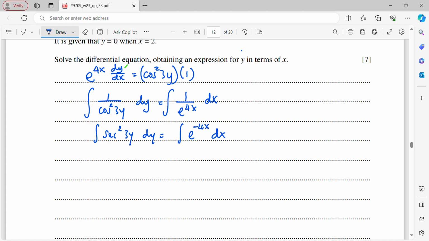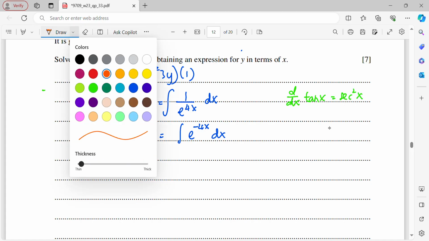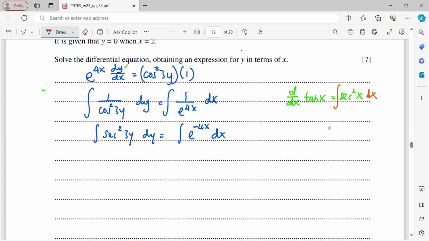When we differentiate tangent x, we get secant squared x. That means if I integrate secant squared x dx, I will get tangent x plus c. So now for the secant squared 3y, I will get tangent 3y. But since this is 3y, I have to divide by the differentiation of 3y, which is 3. Even though both sides are without limits, I will not add the arbitrary constant on both sides, but I will just add it on the right side.